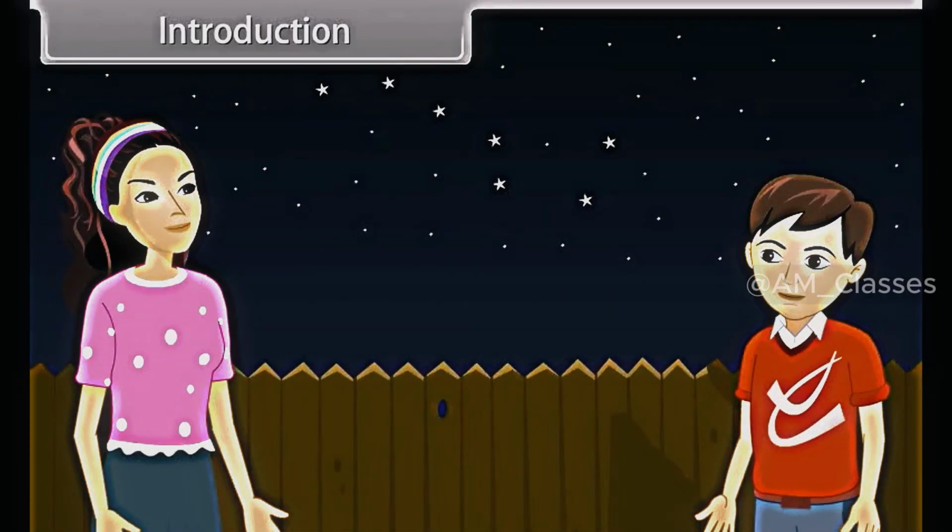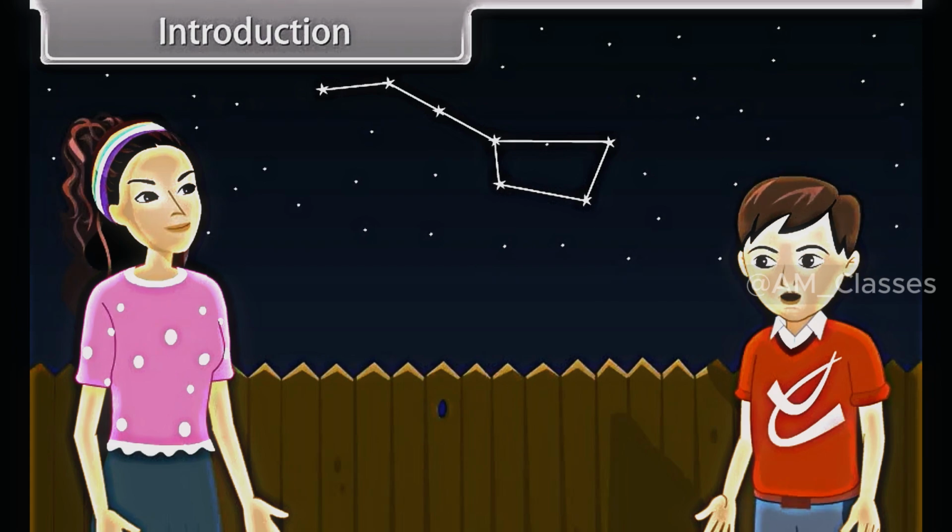Introduction. Hey Ajay, look at the stars. Wow, they're looking so beautiful. They look like points. Yes. Do you know what we get if we join 2 points? Yes, we get a line. See that Big Dipper? Here, all the 7 stars are joined.